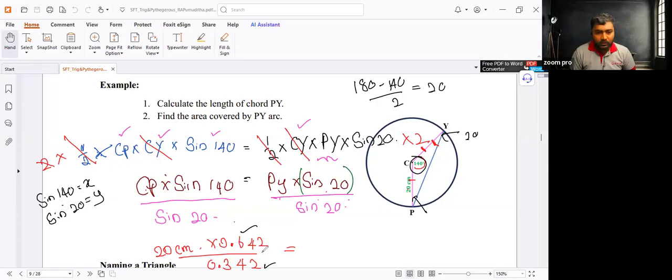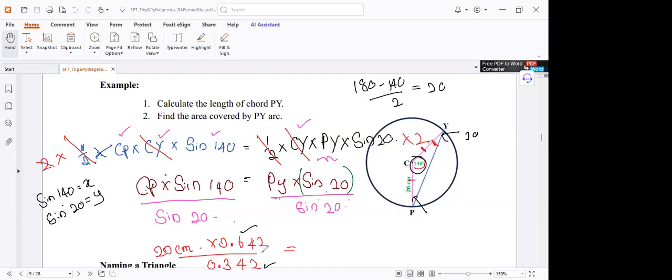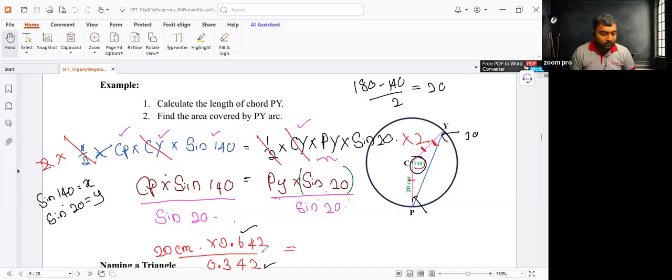Check whether sine 140 is equal to 0.642. Yes, sir, came. Okay. Sometimes, if your calculator has changed its mode, the answer is wrong. That's not due to the calculator, but because you have selected another mode. I will show you one day, not today. Then find the value.